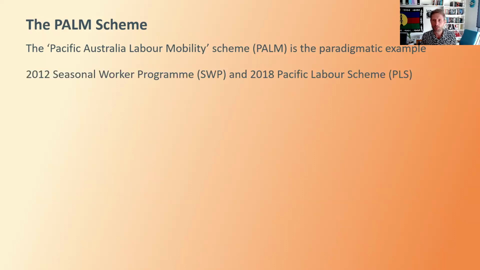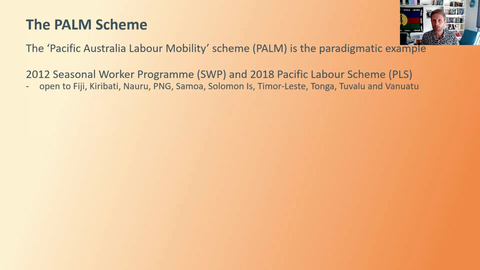It encompasses 2 smaller schemes, the 2012 seasonal worker program, which is what most people are familiar with, but also a later introduced program, the Pacific Labour Scheme, which is a longer term program open to more industries. Both schemes are open to individual workers coming from 10 particular countries: Fiji, Kiribati, Nauru, Papua New Guinea, Samoa, the Solomon Islands, Timor-Leste, Tonga, Tuvalu, and Vanuatu.